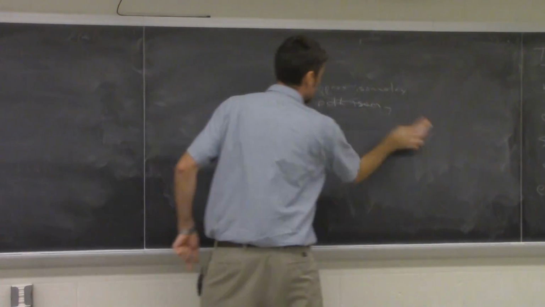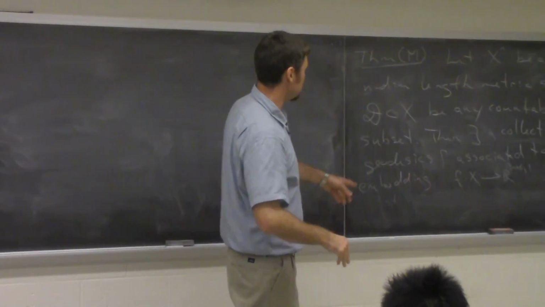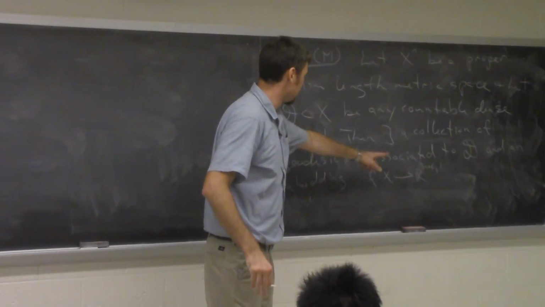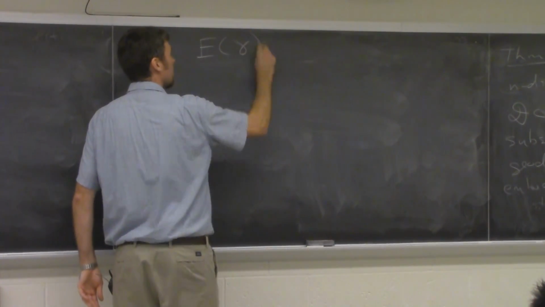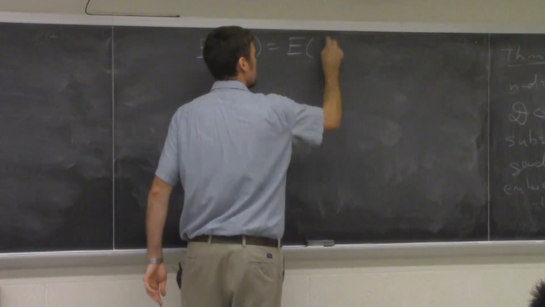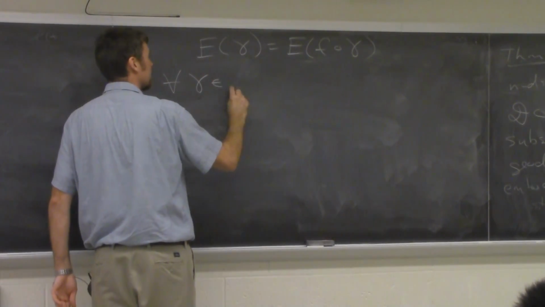And the conclusion was, so the lengths are the same? So what? Energies are the same. So there is a geodesic gamma associated to D and an embedding F from X into R^3 such that the energy of gamma equals the energy of F composed with gamma for all little gamma in capital gamma.